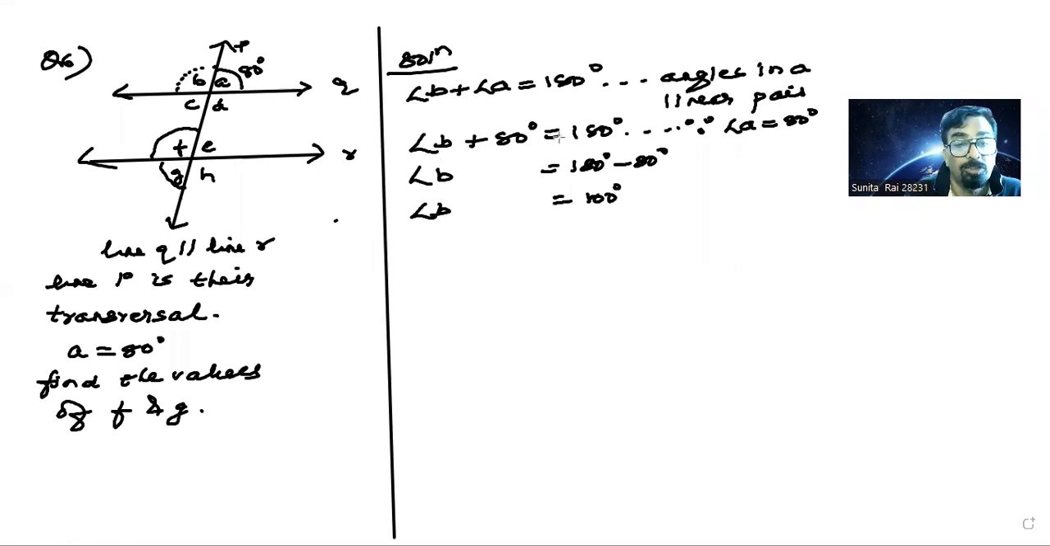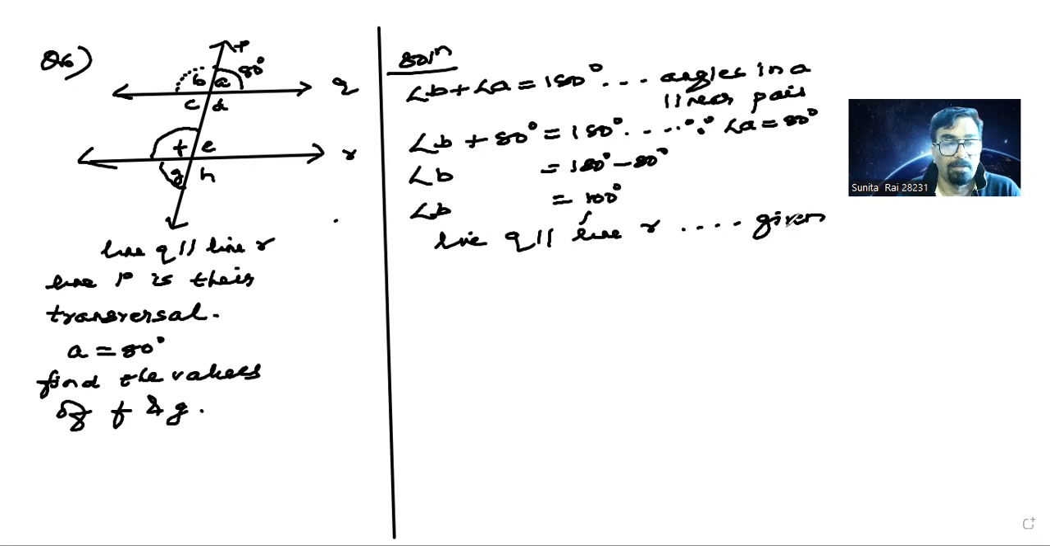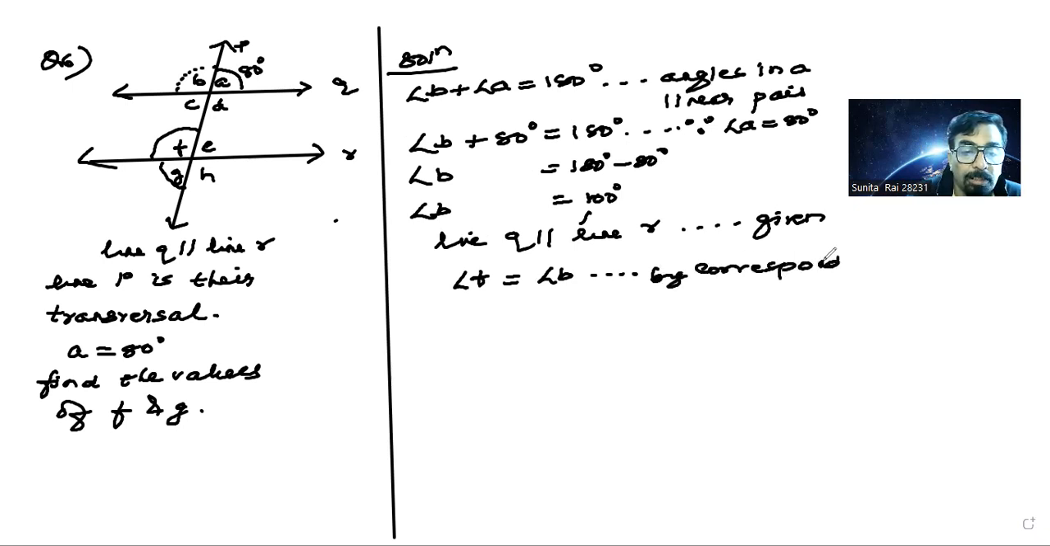Okay, no, this is not my answer. I'm so sorry, I only found out angle B. Now, why did I find angle B? Because I know line Q is parallel to line R, which is given to us. So naturally, when the lines are parallel, corresponding angles are equal. So your angle F is equal to angle B by corresponding angles theorem.